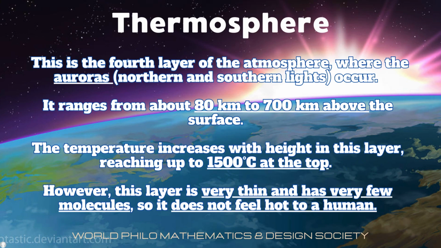Thermosphere is the fourth layer of the atmosphere, where the auroras, northern and southern lights, occur. It ranges from about 80 km to 700 km above the surface. The temperature increases with height in this layer, reaching up to 1500 centigrade at the top. However, this layer is very thin and has very few particles. It does not feel hot or warm.